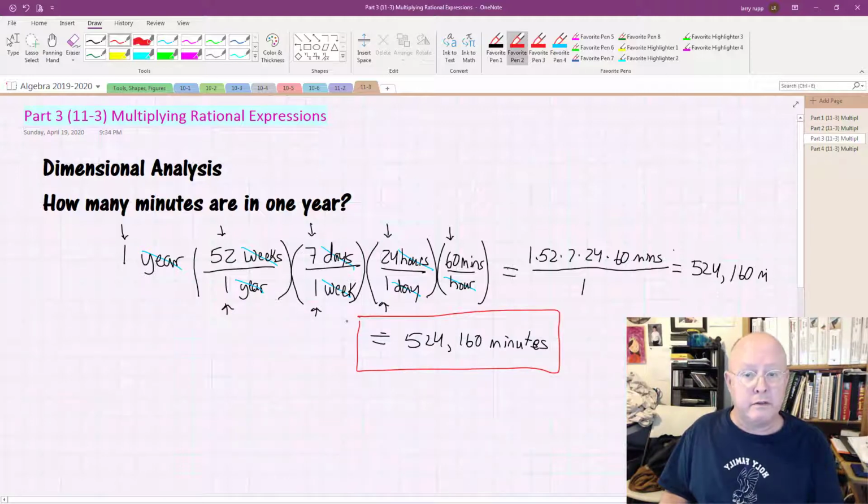How did you do it? You did it by dimensional analysis. You figured out, I start with a year. How can I break that down successively until I get to minutes? Did we do it all in one big jump? No. All right, do it a step at a time. We went from years to weeks, weeks to days, days to hours, hours to minutes.